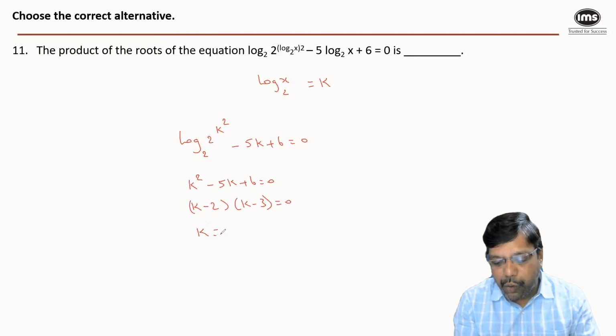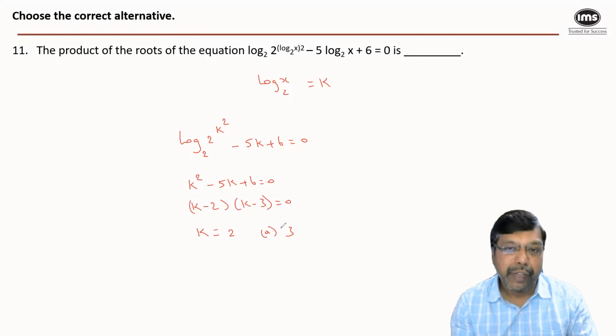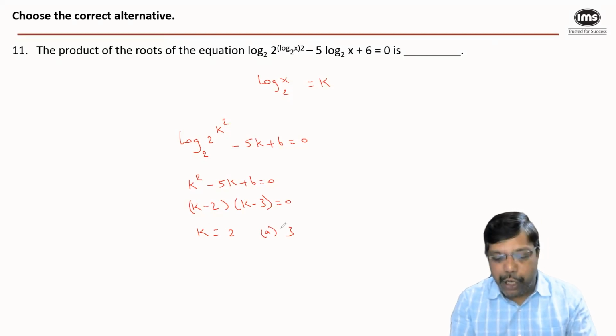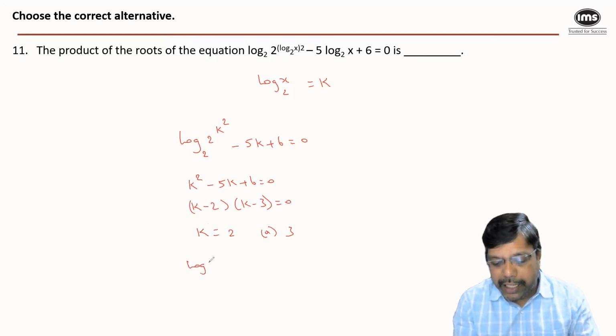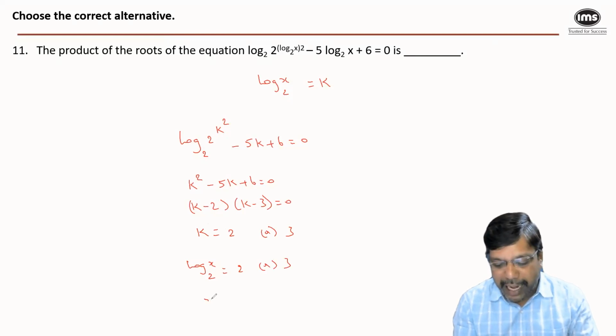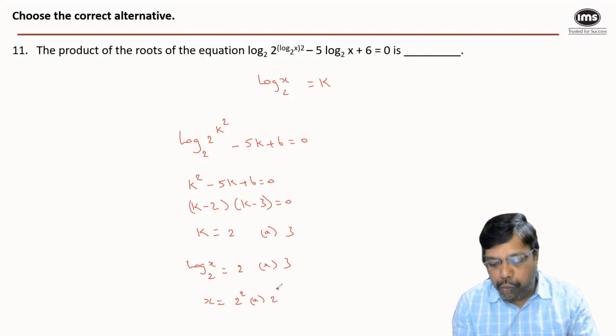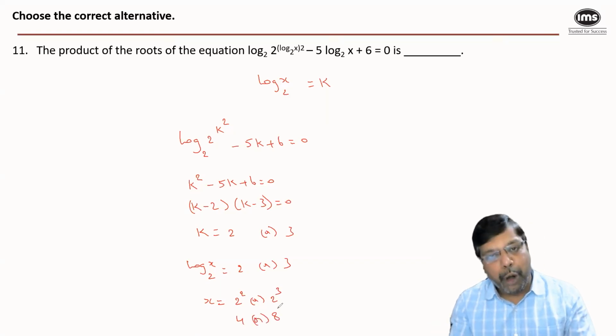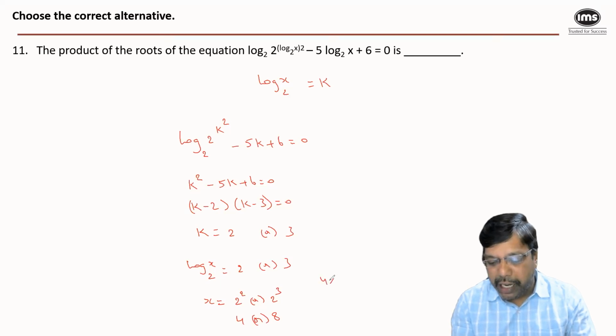Thereby, the value of k is equal to 2 or 3. Now, if we replace the value of k with log x base 2, it is equal to either 2 or 3. By definition of logarithm, I can say x is equal to 2 square or 2 cube. Hence, the roots are 4 or 8. And since I want the product of the roots, it is going to be 4 into 8, 32.